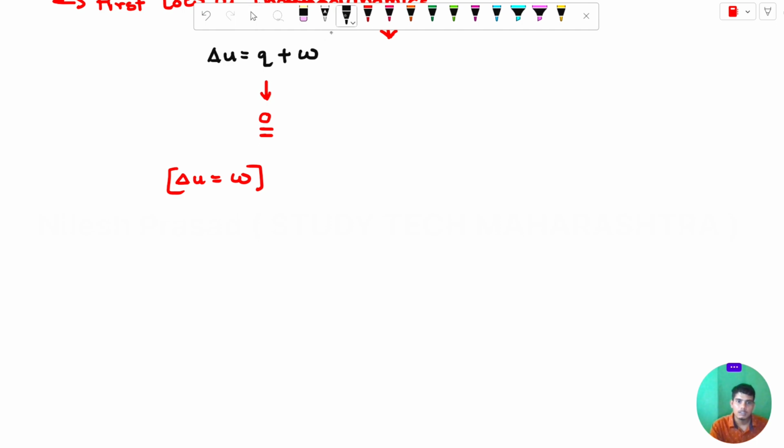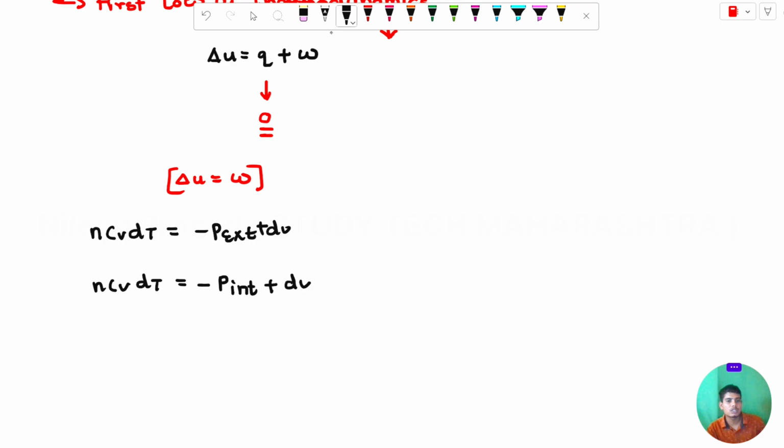Now we know that delta U is also written as n Cv dT, and W is written as P external dV. Can I write P internal in the place of P external? Because in a reversible process, the P external and P internal values are the same. So here I can write P internal in the place of P external, and n Cv dT is equal to minus P internal dV. This is the equation for the first law of thermodynamics in adiabatic processes.